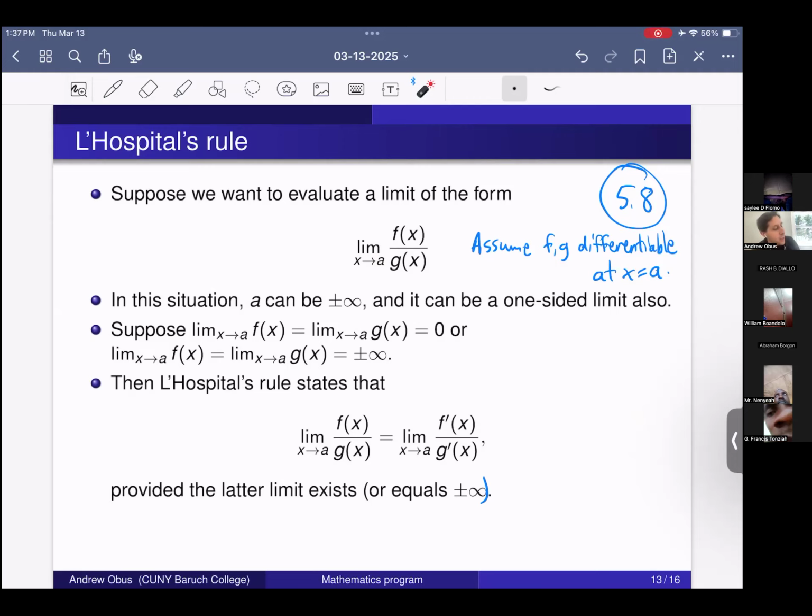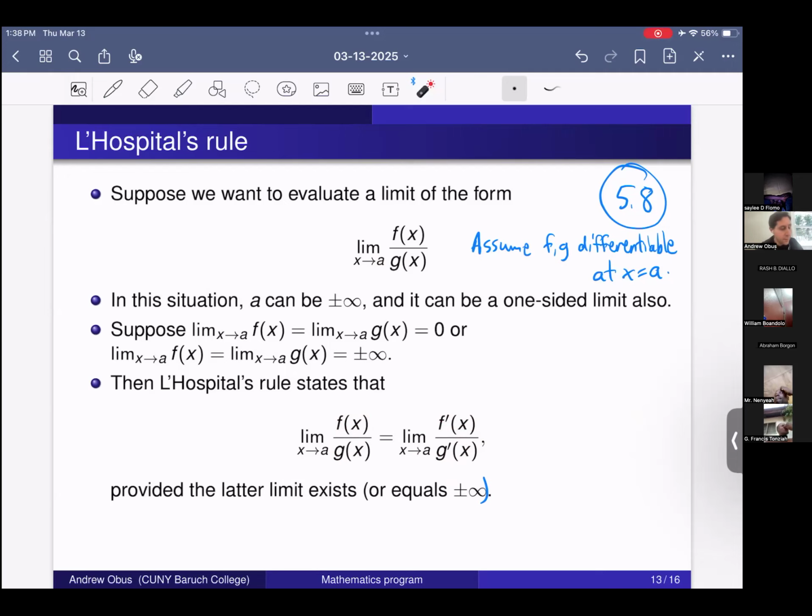L'Hopital's rule says all that you need to do is to do a limit like this, take the derivative of the numerator and take the derivative of the denominator and evaluate your new limit. And if that works, then that is the limit that you started with. Okay, so the limit as x approaches a of f of x over g of x is just the same as the limit as x approaches a of f prime of x over g prime of x, as long as this latter limit exists.